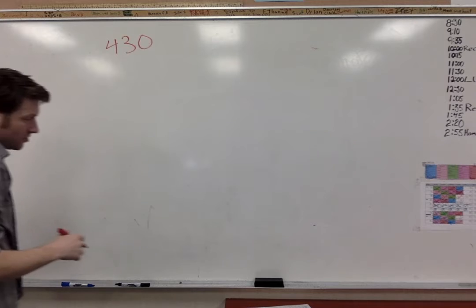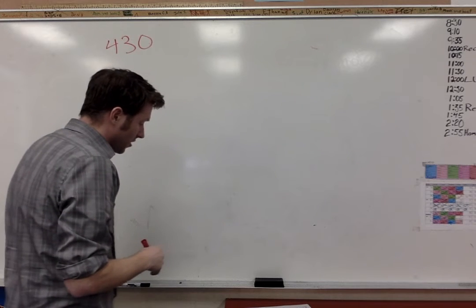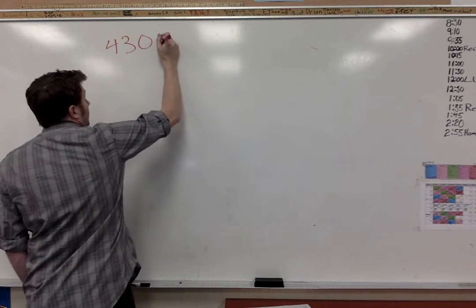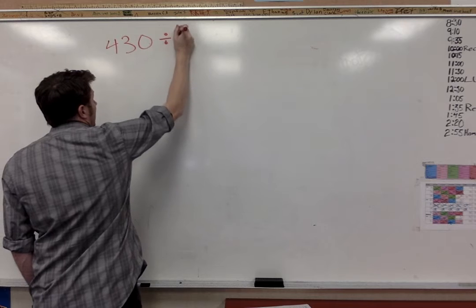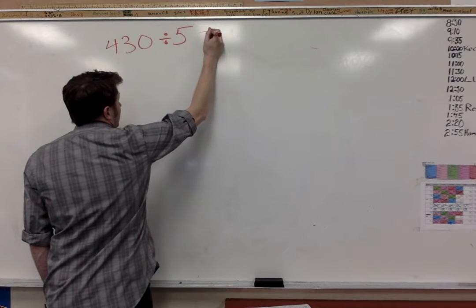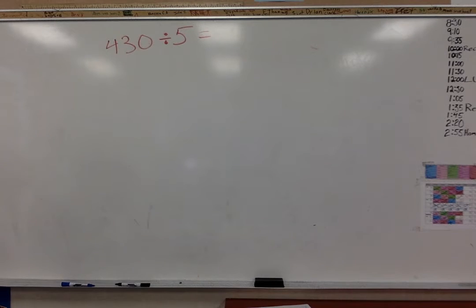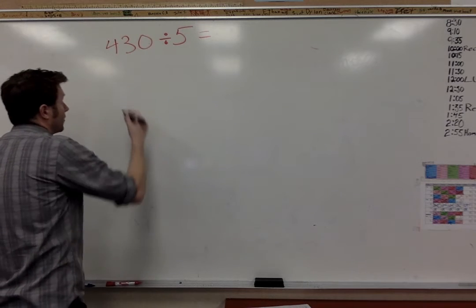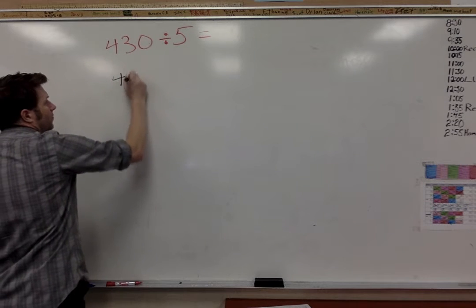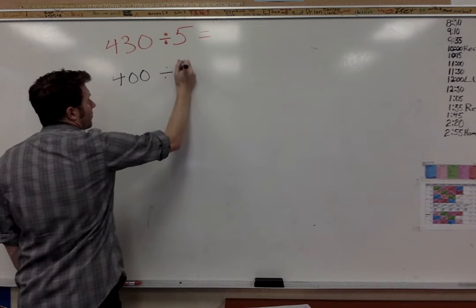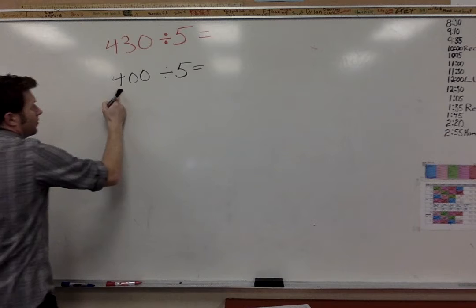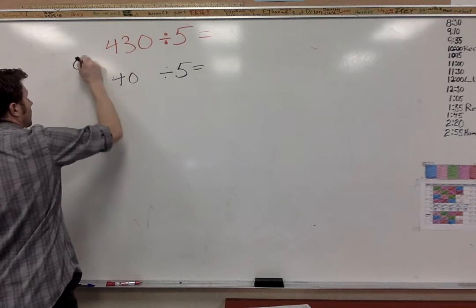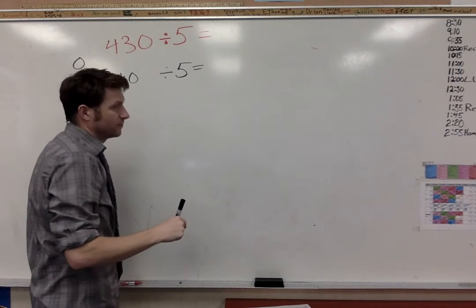There are 430 sides on the board. Several shapes. We don't know how many shapes, but we do know they each have 5 sides. So we're going to divide by 5. And so 430 divided by 5, let's round this to make it easier. Round that 430 down to 400. 400 divided by 5. There we go. And we can't really do 4 divided by 5 simply, but we can hold on to these zeros and do 40 divided by 5.